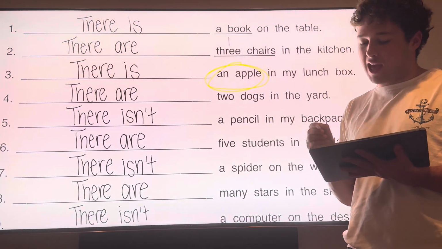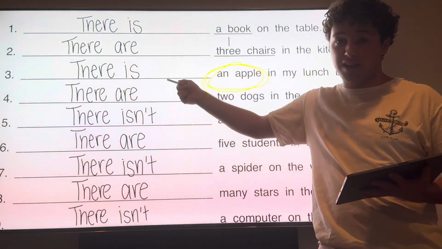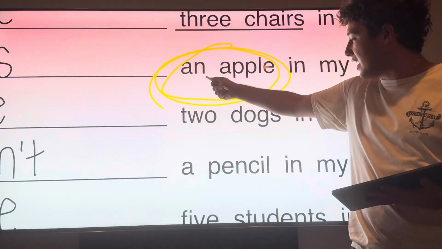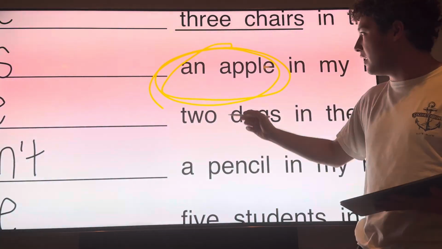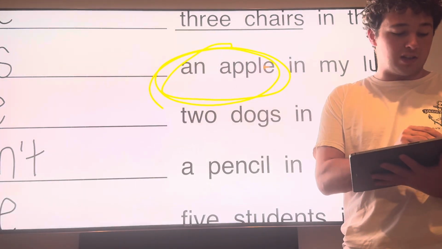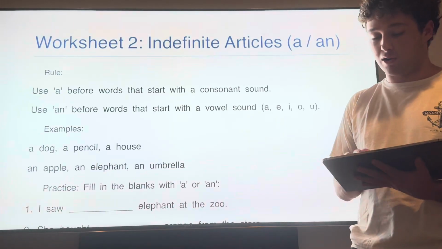Okay, so still up here on this topic, you may have noticed this phrase here, an apple, which is actually singular with the there is. However, it's not like it's a. It's not like a pencil, it's an apple. Why is that? This actually leads into the next lesson down here, which is indefinite articles.